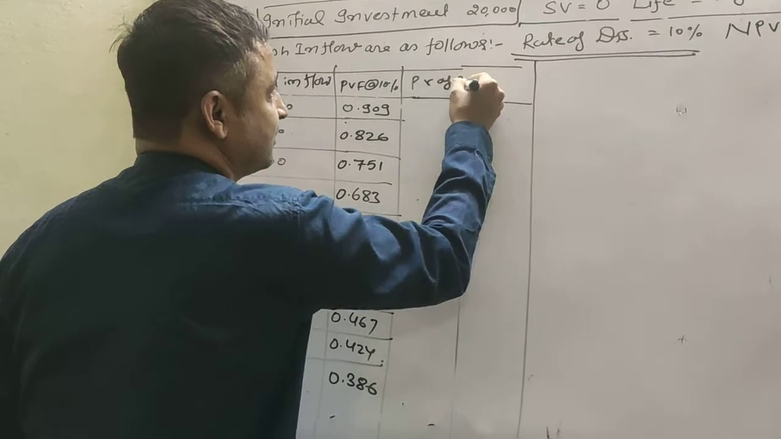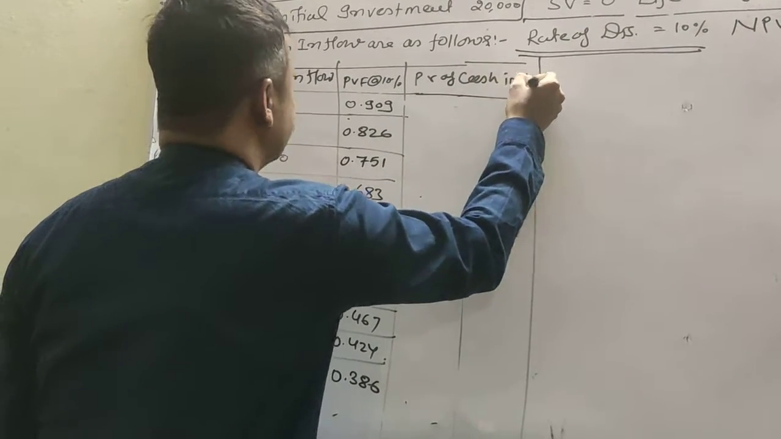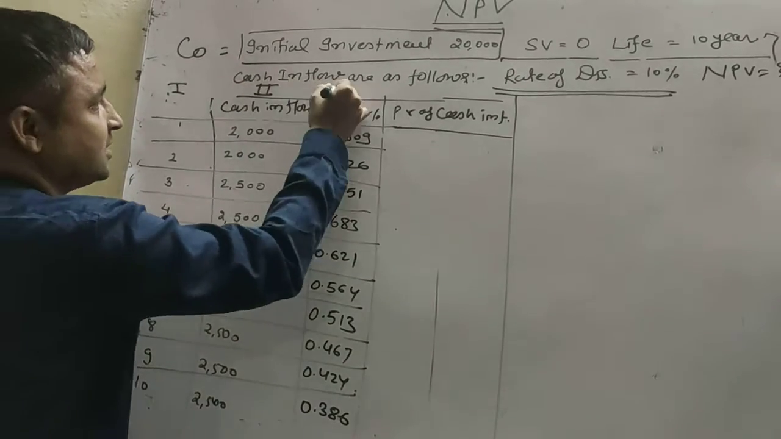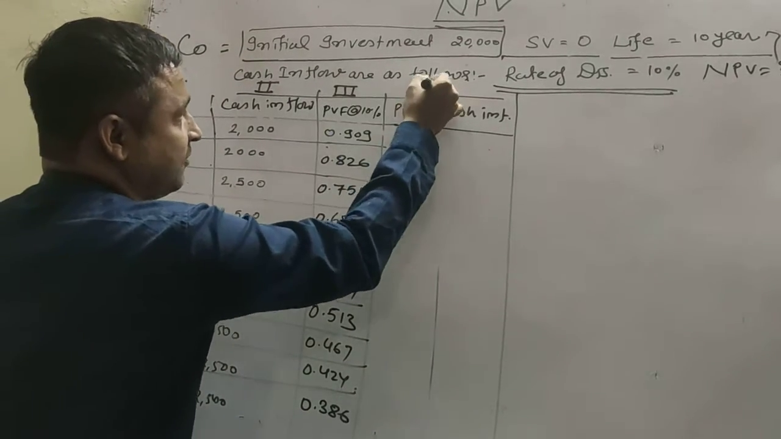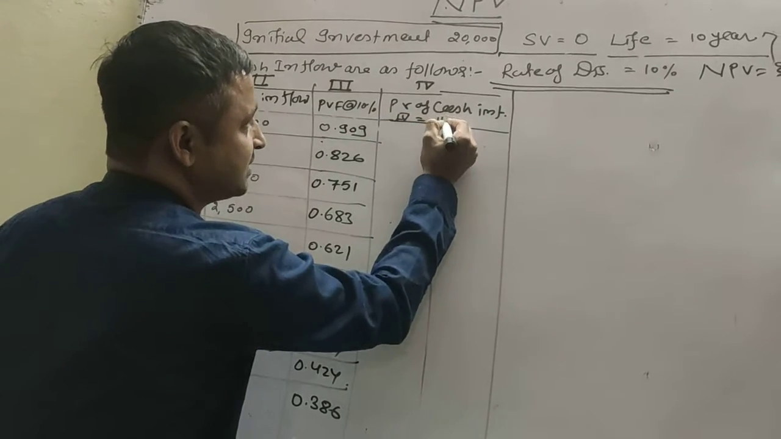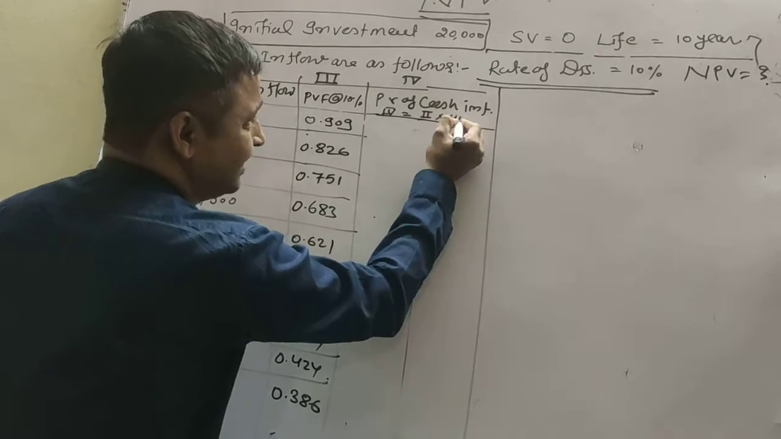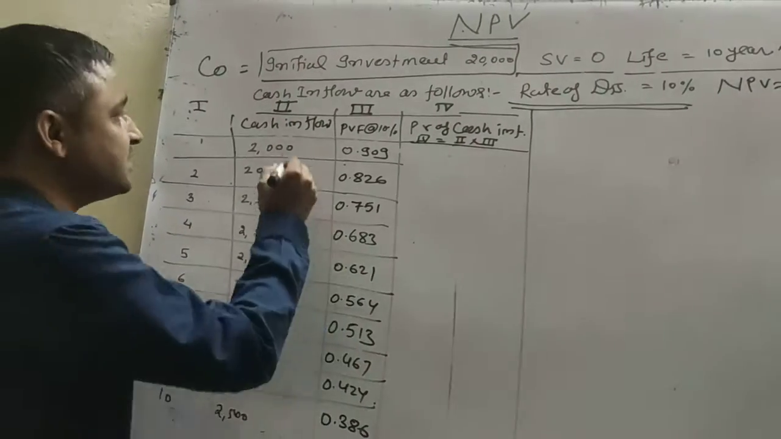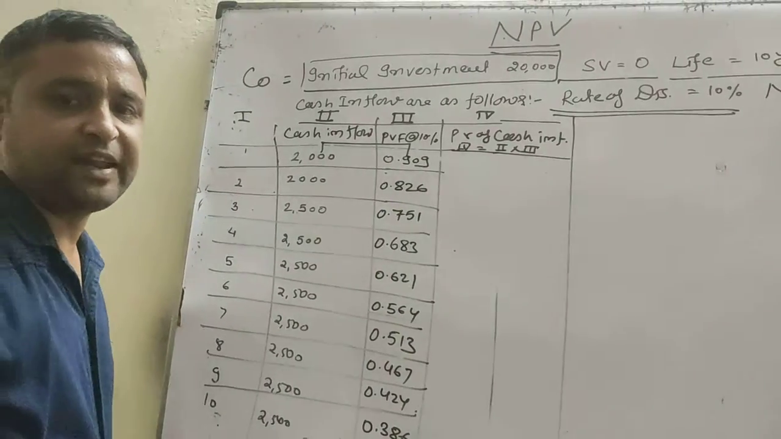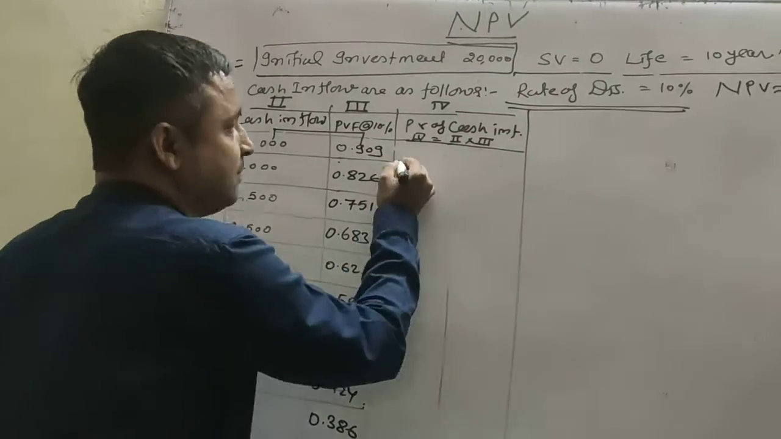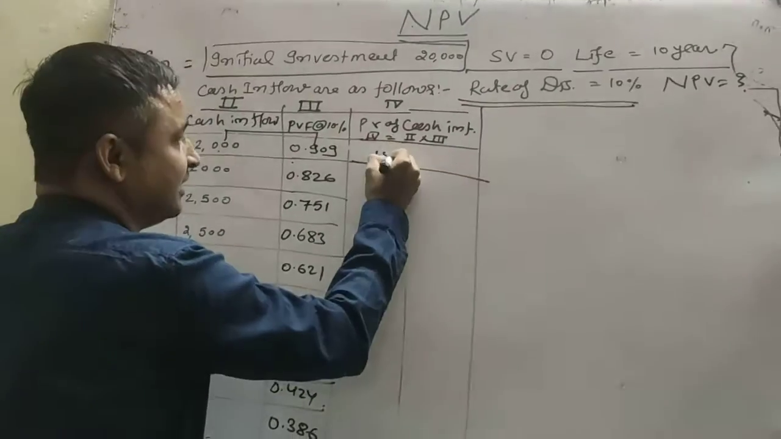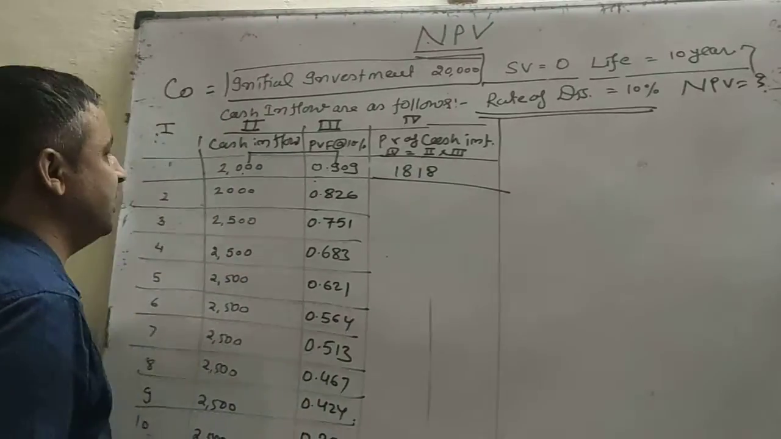Present value of cash inflow. This is column number 1, this is column number 2, this is column number 3 and this is column number 4. It means column number 4 equals column number 2 multiplied by column number 3. It means cash inflow will be multiplied by the present value factor at the rate of 10%. First year 0.909 multiplied by 2000. The value of this is 1818.